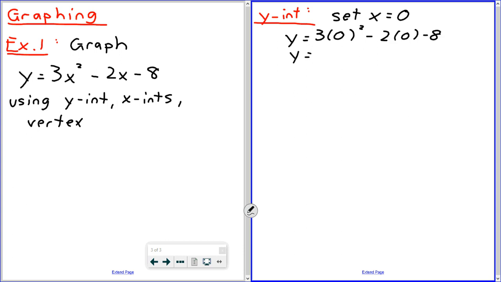Okay, now I want someone to be brave in their math skills. Steven, this is for you. What's 0 squared? 0. What's 3 times 0? 0. Good. What's 2 times 0? 0. Good. So what's my y-intercept? Negative 8. Very good.